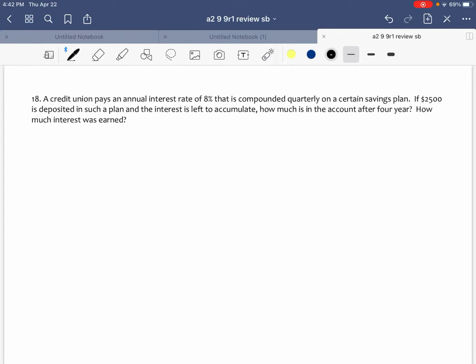Let me continue. A credit union pays an annual interest rate of 8% compounded quarterly on a certain savings plan. If $2,500 is deposited in a plan and the interest is left to accumulate, how much is in the account after 4 years? All right, we will use our long formula because continuously wasn't mentioned.